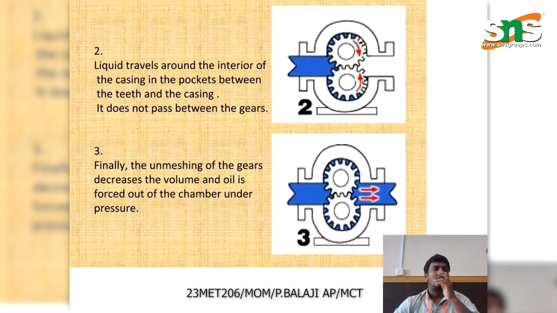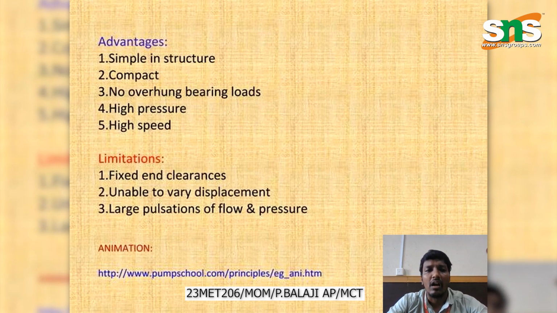Okay, look at the screen. There is one casing, and inside the casing there are two gears, which may be spur gears. The water enters on one side and gets out on the other. The major point is that the water does not pass between the gears. Finally, as the gears unmesh, the volume decreases and the oil is forced out of the chamber under pressure, and so we can flow out the water.